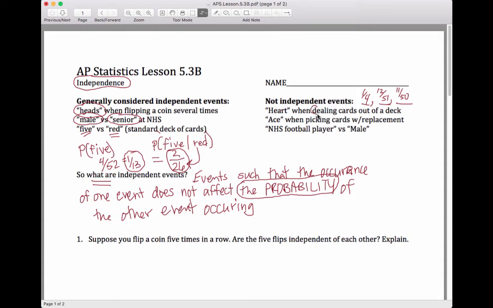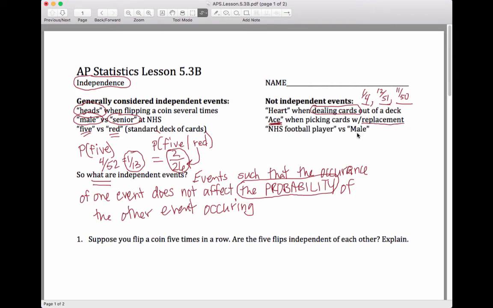Now, when you're dealing cards, generally you take them out and you don't put them back in. Then they are not independent. When you're picking an ace, the probability of getting an ace changes as you pick aces and you don't replace them back in the deck. Kind of the same thing as getting a heart.